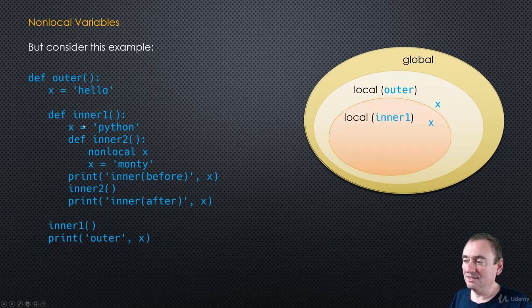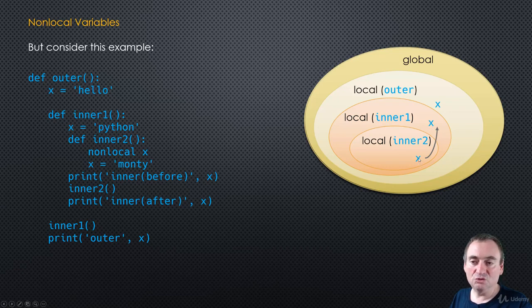And inner1 has its own x because we have this assignment. So x exists here as well on its own, and it's Python. Then we have inner2. Inner2 is defined nested within inner1, so its scope is going to be nested within the scope of inner1. And now, however, we have an x, but we said it was non-local. So that x points to the very first label that it finds in the enclosing scopes. In this case, it finds it in the scope of inner1.